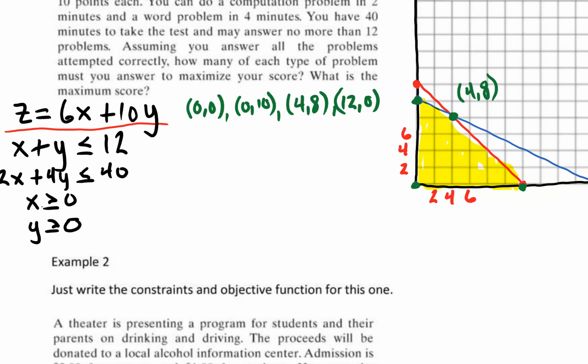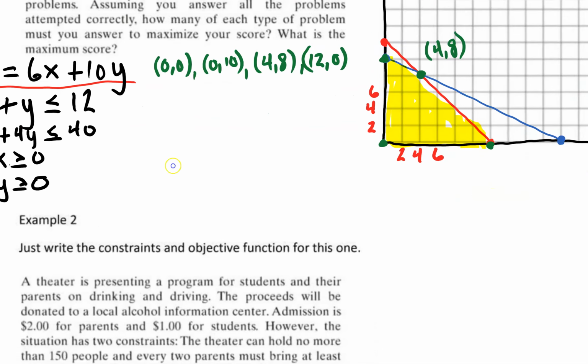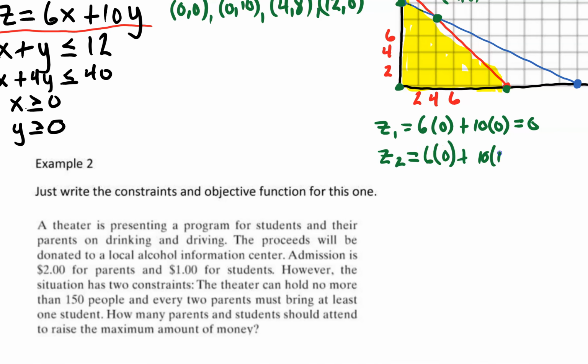So now what do we do? Well, now we have to use the maximization function, and we have to maximize each one of those points and see which one works out. So we have z1. Well, that one's going to be 6 times 0 plus 10 times 0. That's 0. So that's z1. z2, we're going to have 6 times 0 plus 10 times 10. That gives us 100.